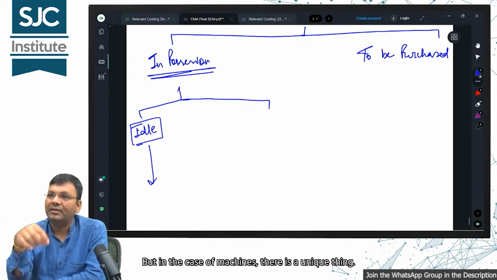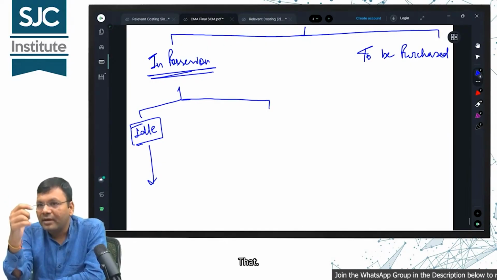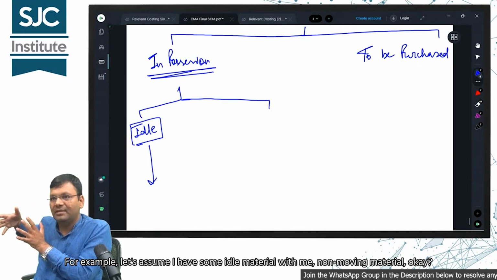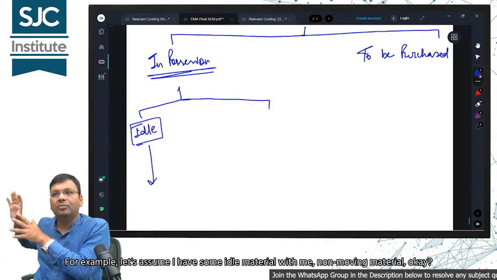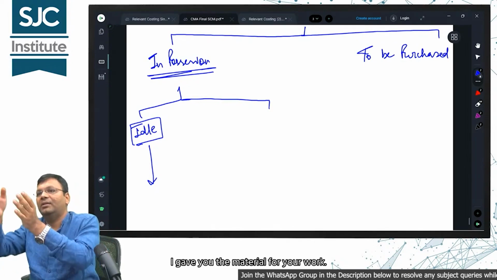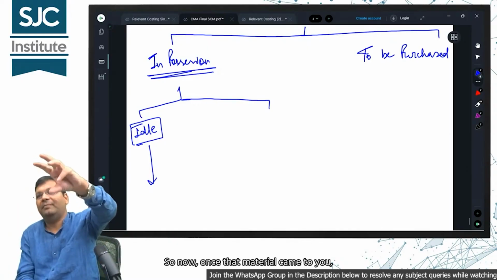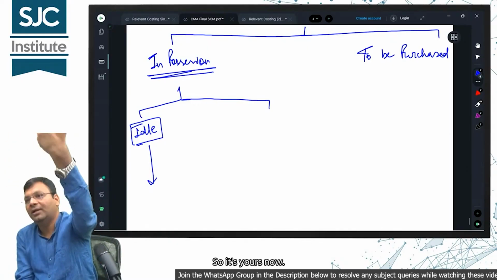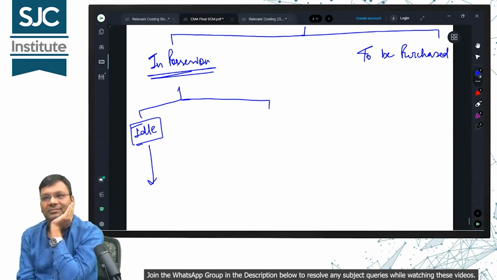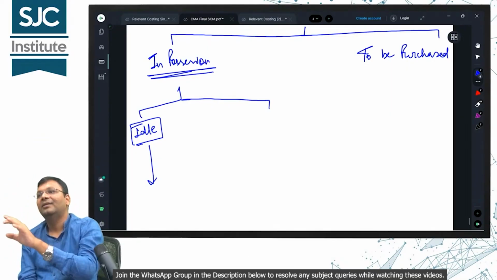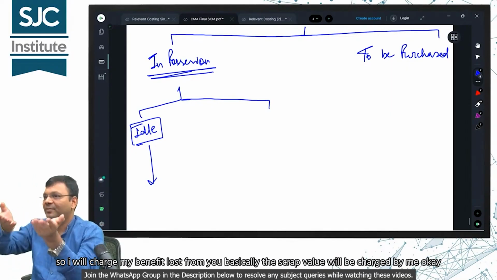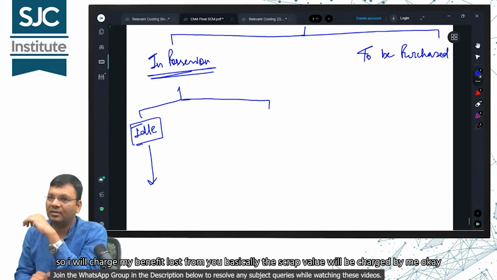But in the case of machines, there is a unique thing. For example, let's assume I have some idle material with me, non-moving material, okay? I give you the material for your work. Once that material came to you, it's yours now. It will be consumed. The material is gone. So I will charge my benefit lost from you. Basically, the scrap value will be charged by me, okay?